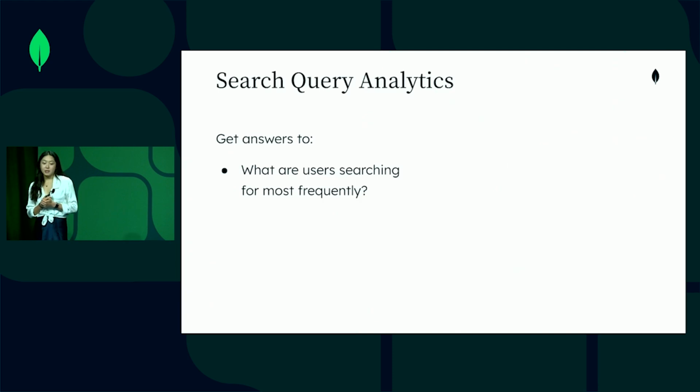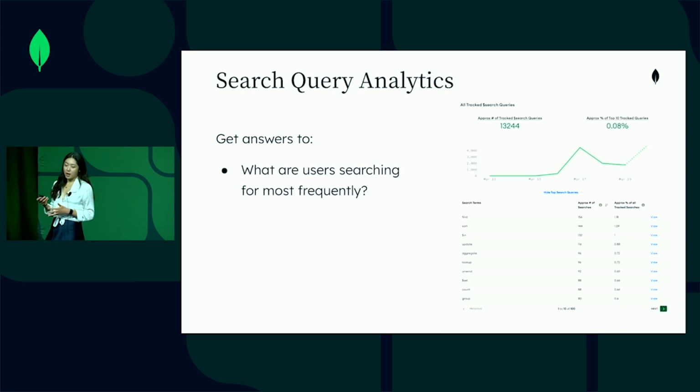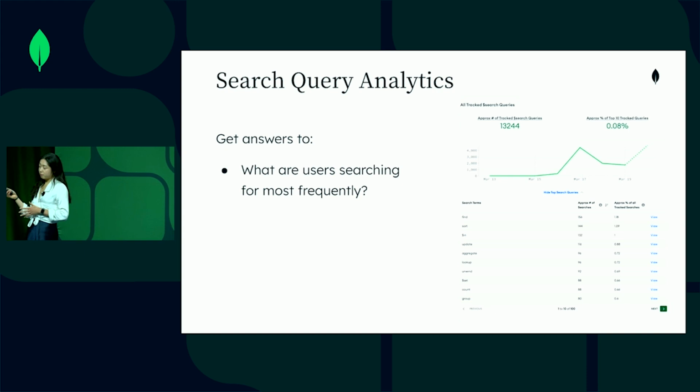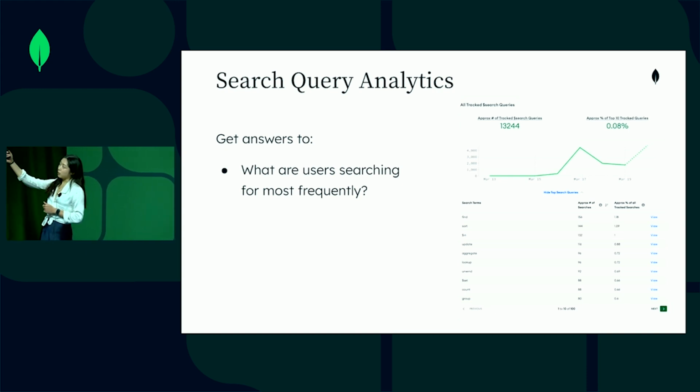With Search Query Analytics, you'll now be able to track search end users' text-based search queries to answer questions like, what are users searching for most frequently? In the UI, you'll now be able to see the total number of search queries which are tracked up here in the top left, approximately 13,000, and the top 10 most popularly searched for terms.